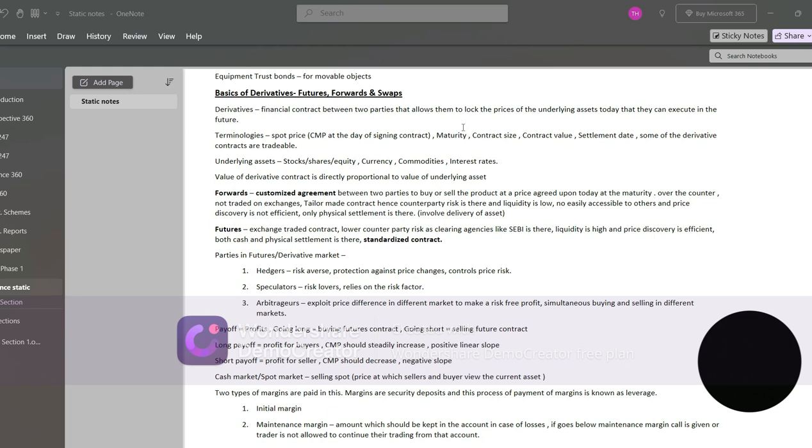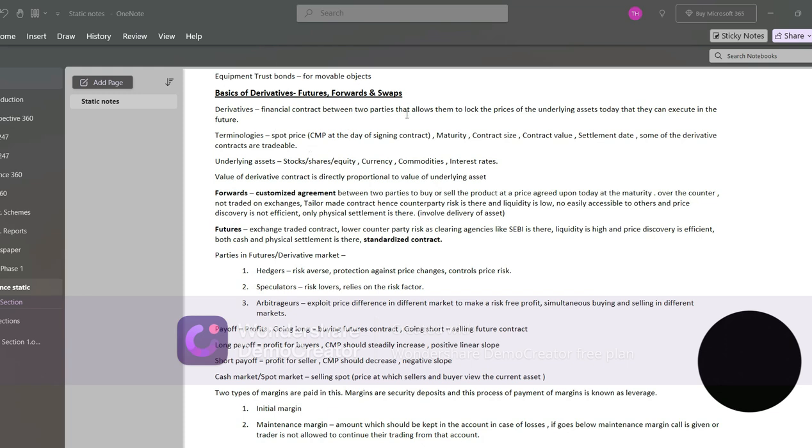Now there are four types of derivative contracts: futures, forwards, swaps, and options. Some of the basic terminologies are spot price, like at the day of signing the contract, the current market price of that house is known as spot price. Maturity, the whole time period of the contract. Contract size, self-explanatory, contract value as well. Settlement date, the date of maturity, the date on which the contract will be settled.